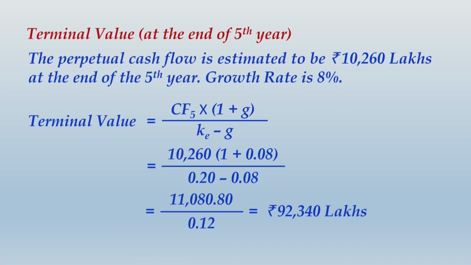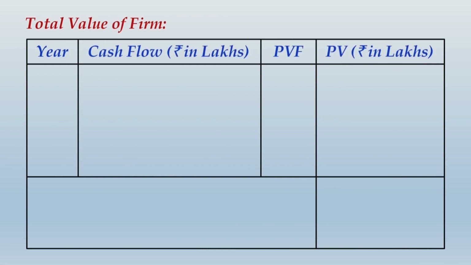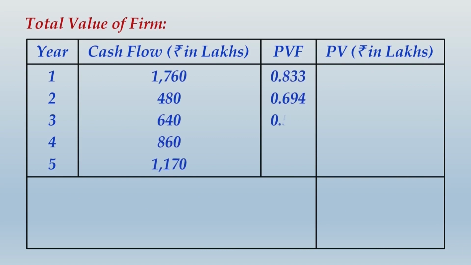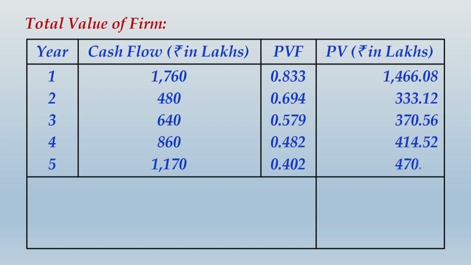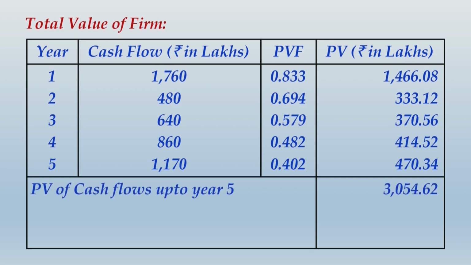Alright friends, once you have completed writing this terminal value working, let us move ahead and try to work out the total value of the firm. You simply make a table and year 1, 2, 3, 4 and 5. The cash flows of these 5 years are clearly given. PV factors have also been given in the question. Just multiply the respective PV factors to the cash flows in lakhs of rupees and you get the present value of cash flow up to 5th year.